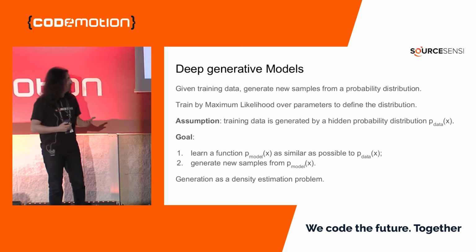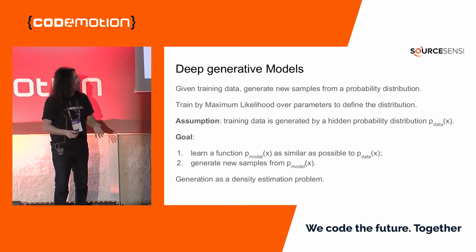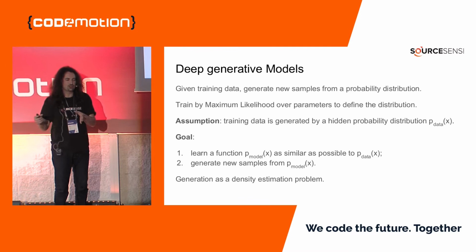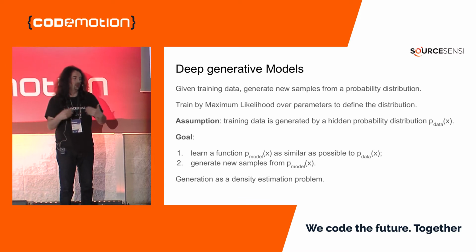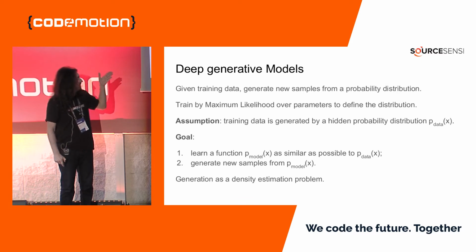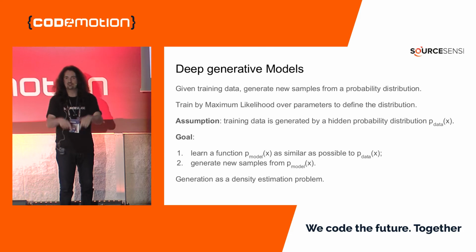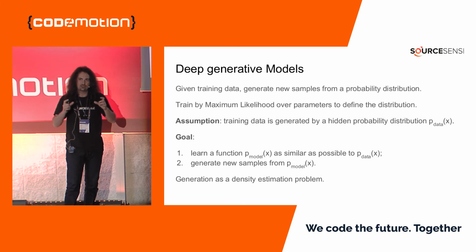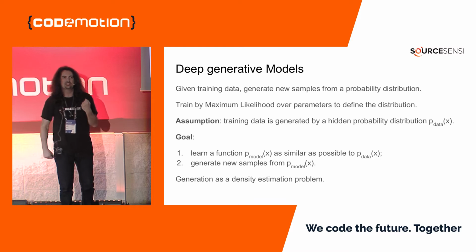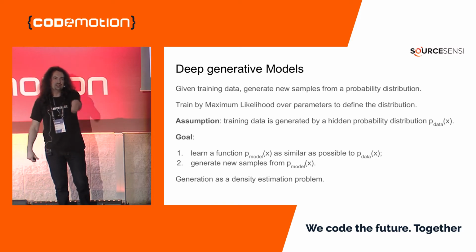So deep generative models, given training data, generate new samples from a probability distribution. In this case, we want to think that there is a distribution underlying which generates all our samples. This is the frequentist approach. And we want to train by maximum likelihood over the parameters that define the distribution. So we have training data, and we try to get parameters to form a probability distribution that has generated the data which is part of the training set. And then we want to generate new data that may belong to the training set for the likelihood.